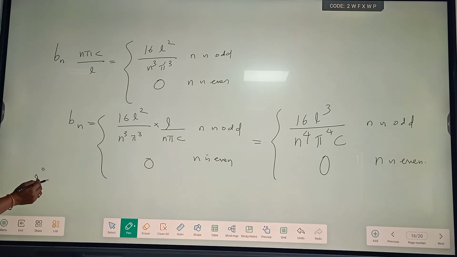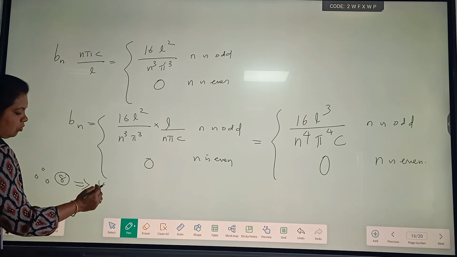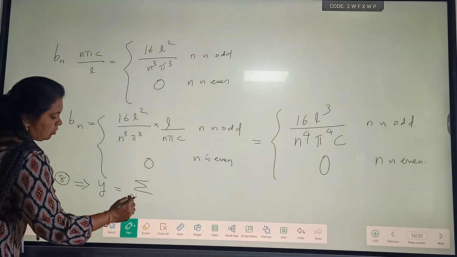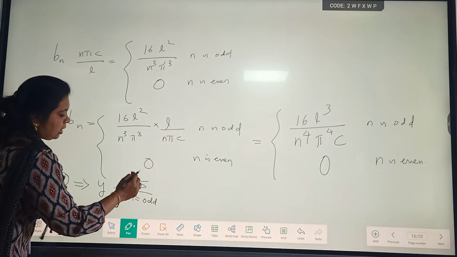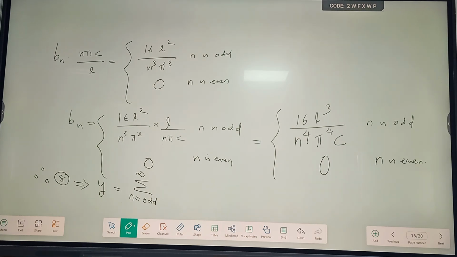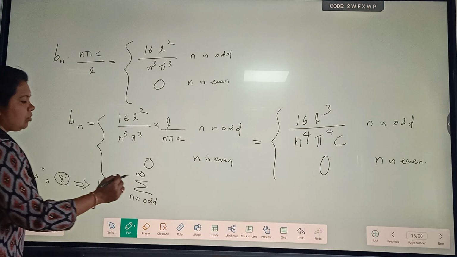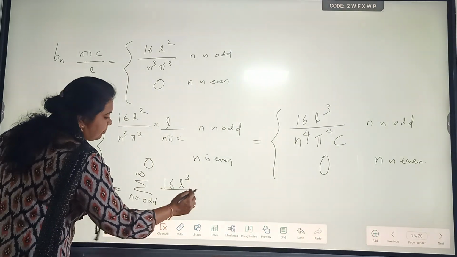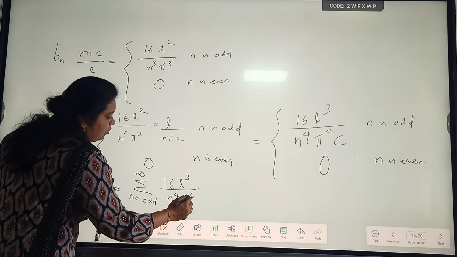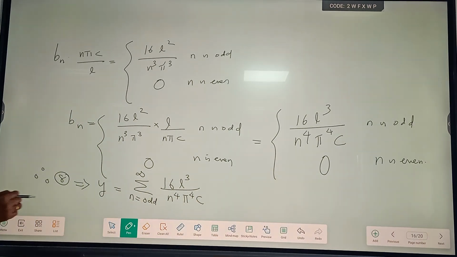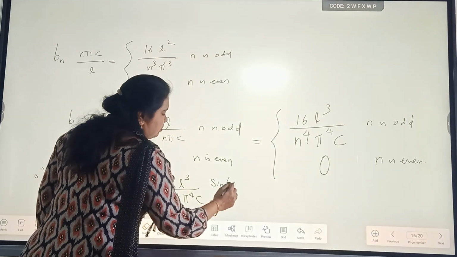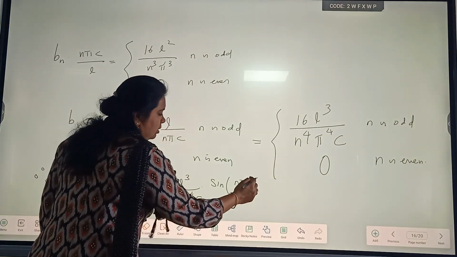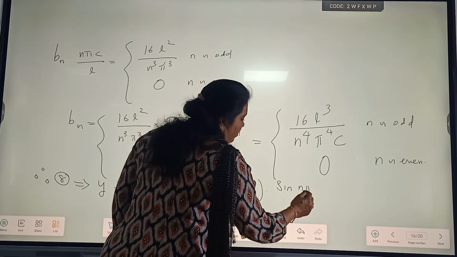Therefore, how will you write the solution? What is equation 8? Therefore, equation 8 implies y is equal to summation n equal to odd to infinity. We should not write 1 to infinity because we are getting the answer only for odd terms. 16 L cube by n power 4 pi power 4 c, sin n pi x by L, sin n pi c t by L.